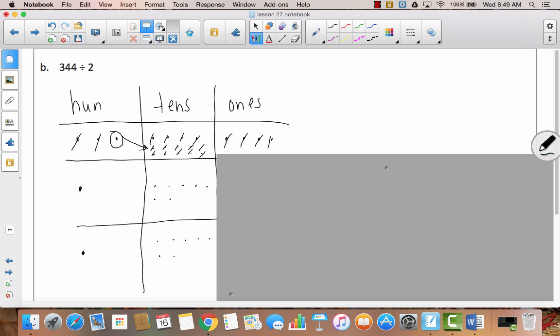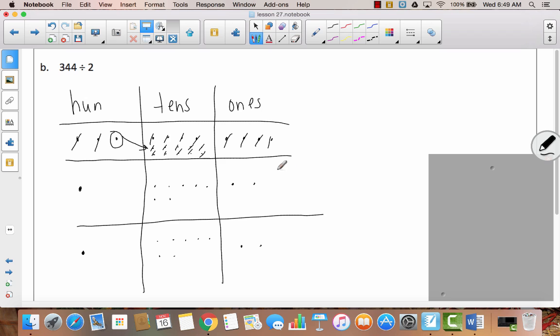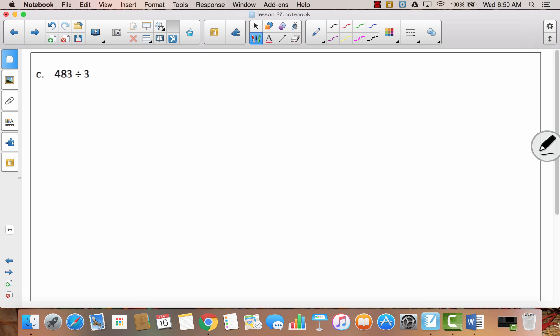When I took 14 tens and divided it by 2, that gave me 7 tens. And then I divided my 4 ones, which gave me 2 ones in each group. So 344 divided by 2 is 100, 7 tens, and 2 ones. 172. All right, so now we're going to do this one more time. I'd like for you to go ahead and do C by yourself, and let's come back and see if you got this one correct also.